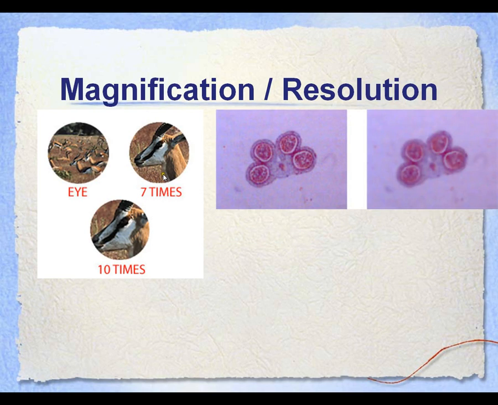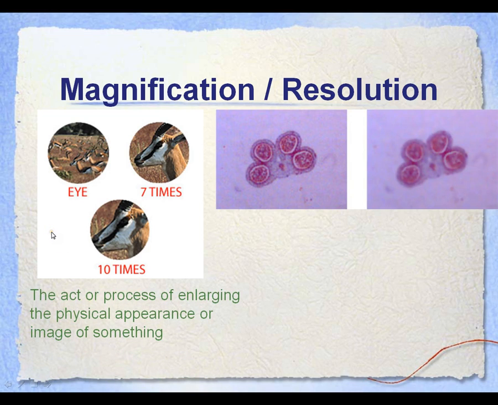So let's talk about magnification and resolution for just a moment. On the left, we have a picture of, I believe these are antelope? No. I don't know. Ibexes, maybe. Magnification is the act or process of enlarging the physical appearance or image of something. So we've magnified it. This is what you would see with regular human vision. Magnify it 7 times or 10 times, perhaps through a camera.